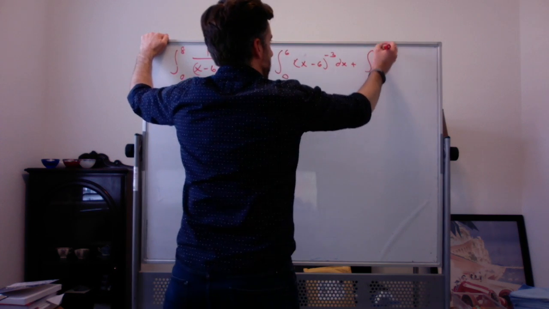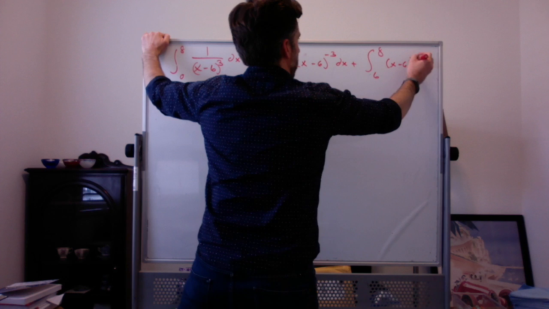Plus the integral from 6 to 8 of (x minus 6) to the negative third dx.